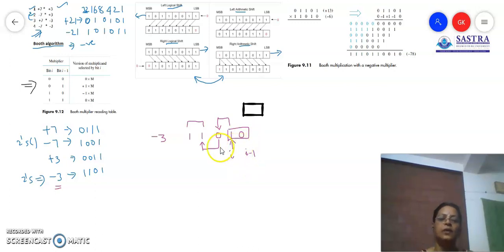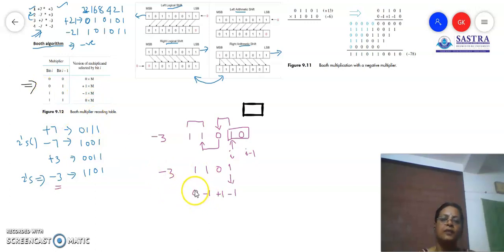Then you start encoding. Now how will you encode minus 3? It is 1, 1, 0, 1. To encode this, I will add one 0 here. So that is 1, 0. 1, 0 means it is minus 1, so you encode it as minus 1. For 0, 1, it should be plus 1, so I will encode it as plus 1. For 1, 0, it is going to be minus 1. And for 1, 1, it is 0.